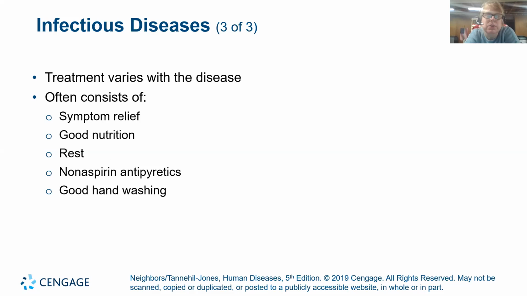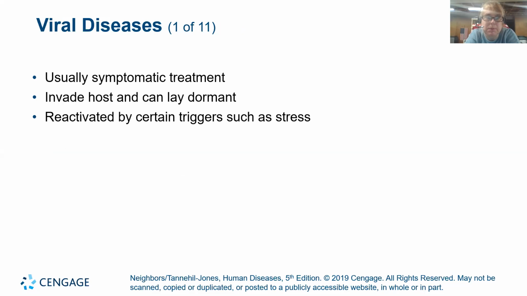Most often we are trying to get relief of the symptoms with lots of hydration, lots of rest, good nutrition. We try to teach them good hand washing. Parents have to use good hand washing. The siblings have to use good hand washing. And one of the most important things is when they get a fever, you don't want to use aspirin. You want to use either Tylenol or ibuprofen. And we'll talk a little bit about that later, why we don't want to use aspirin.